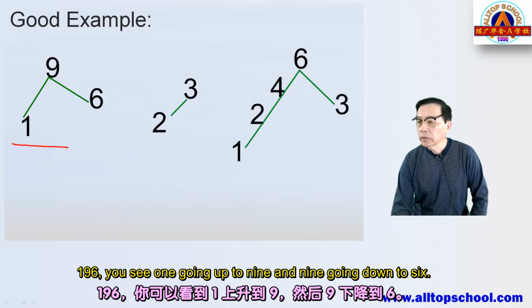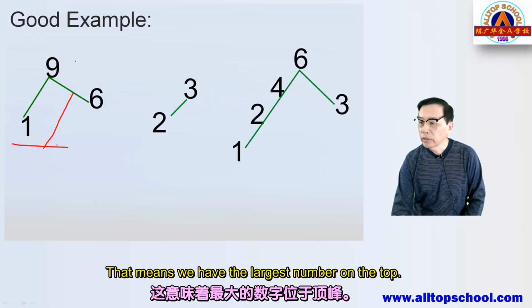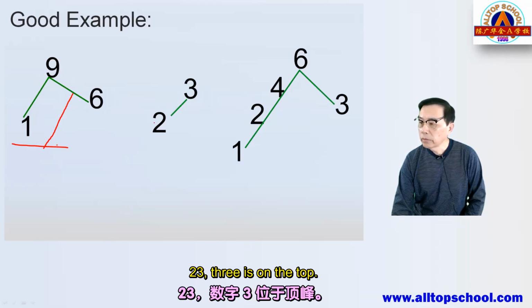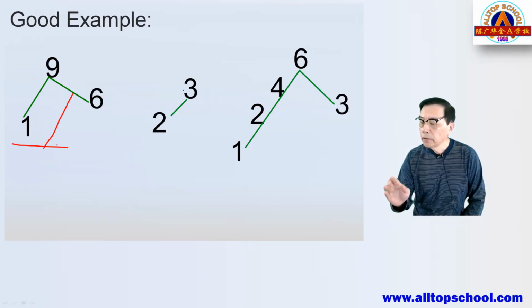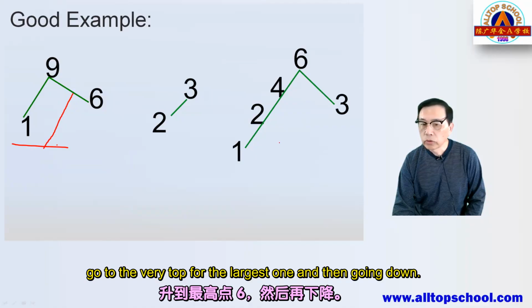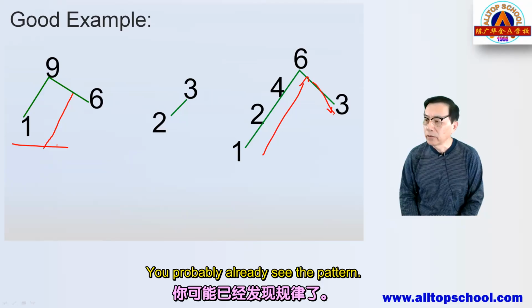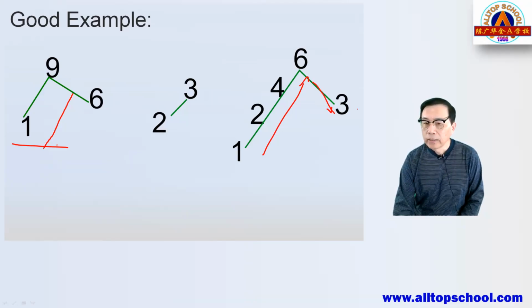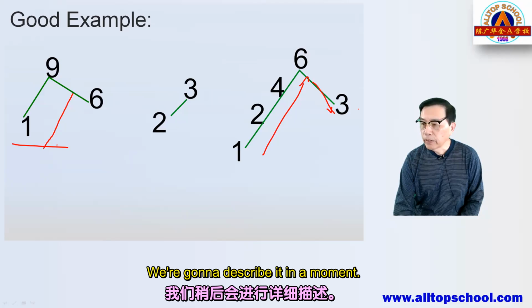196, you see 1 going up to 9, and then 9 going down to 6. That means we have the largest number on the top. 23, 3 is on the top. And for the next number, 12463, you can see all the way from 1 going to the very top for the largest one, and then going down. You probably already see the pattern. We're going to describe it in a moment.